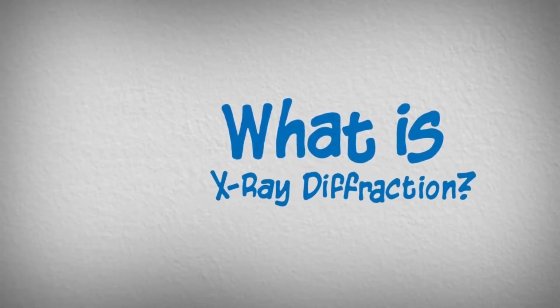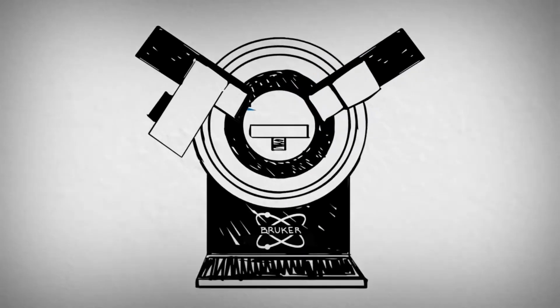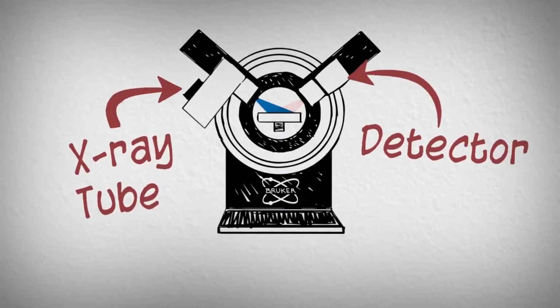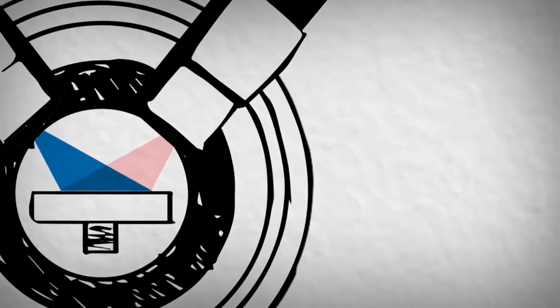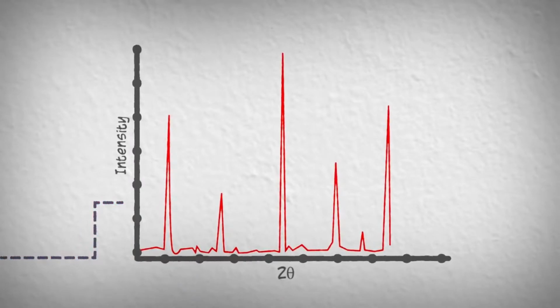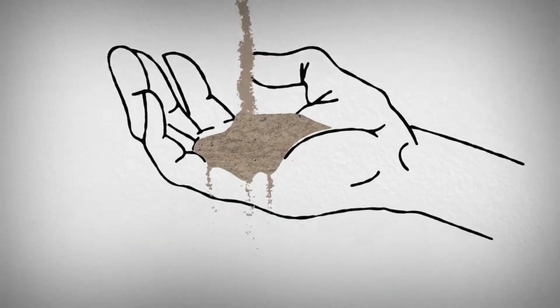What is X-ray diffraction, and what is it used for? In an X-ray diffraction experiment, a sample is placed into the center of an instrument and illuminated with a beam of X-rays. The X-ray tube and detector move in a synchronized motion. The signal coming from the sample is recorded and graphed, where peaks are observed related to the atomic structure of the sample. Most materials are made up of many small crystals, like sand on a beach.